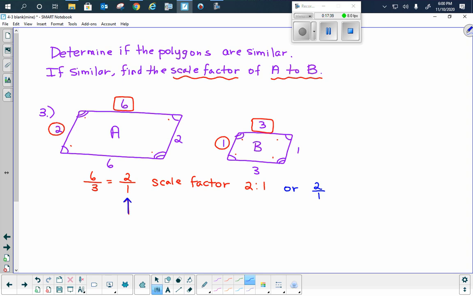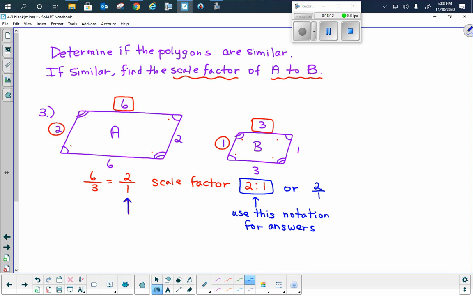But guys, this is what we're going to use. When you're talking about a scale factor, we're going to write it this way. Okay, so we'll say use this notation for answers for scale factor. Now, what is that supposed to mean to you? It's supposed to mean to you that A is twice the size of B, or B is 1/2 the size of A. Okay, that's what that proportion should mean to you.